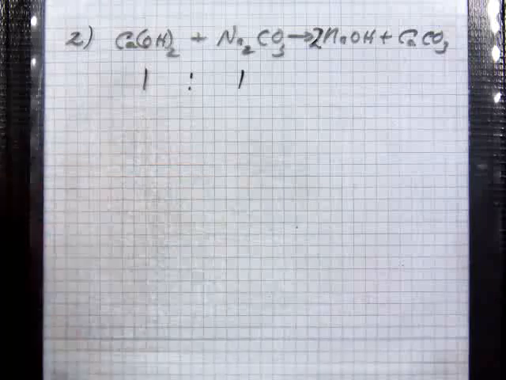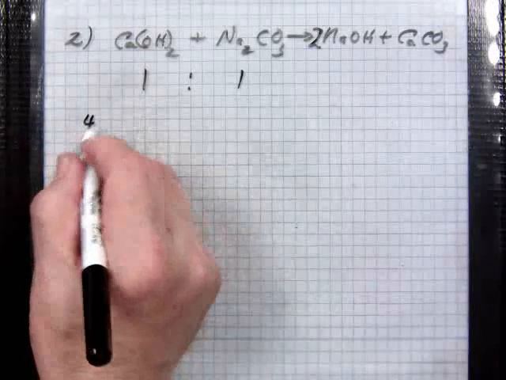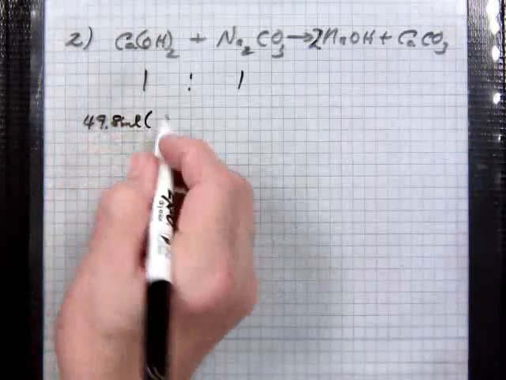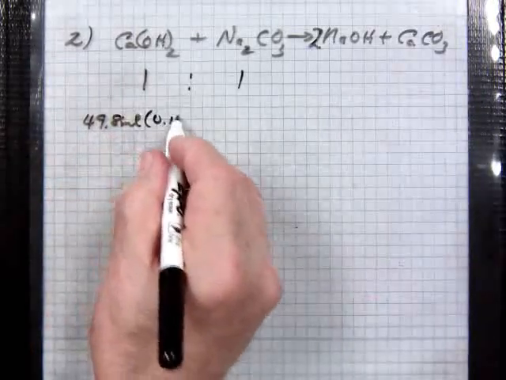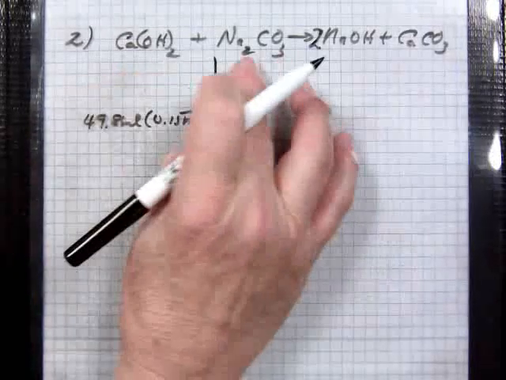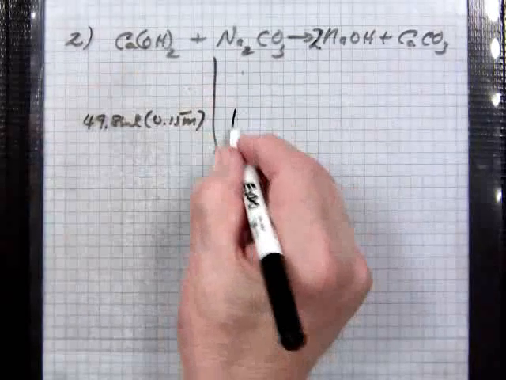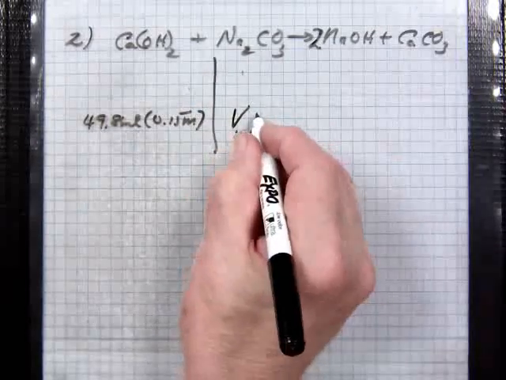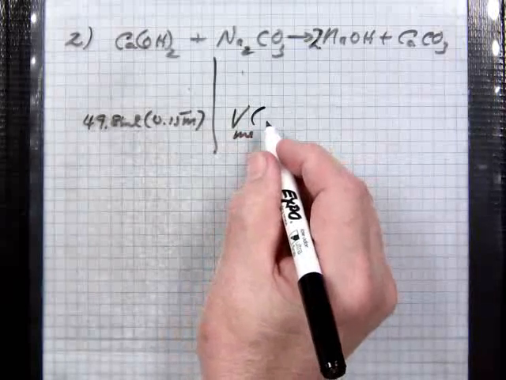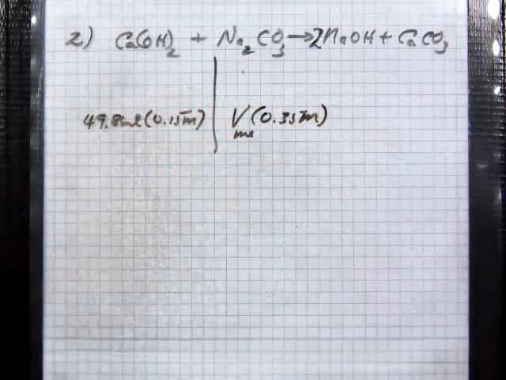Okay, so what are we given in here? We got 49.8 milliliters of 0.15 molar of the calcium hydroxide. I can get rid of that. Make it easy for you. What volume, and we'll do that in milliliters again, because both sides are the same, of 0.35 molar here.